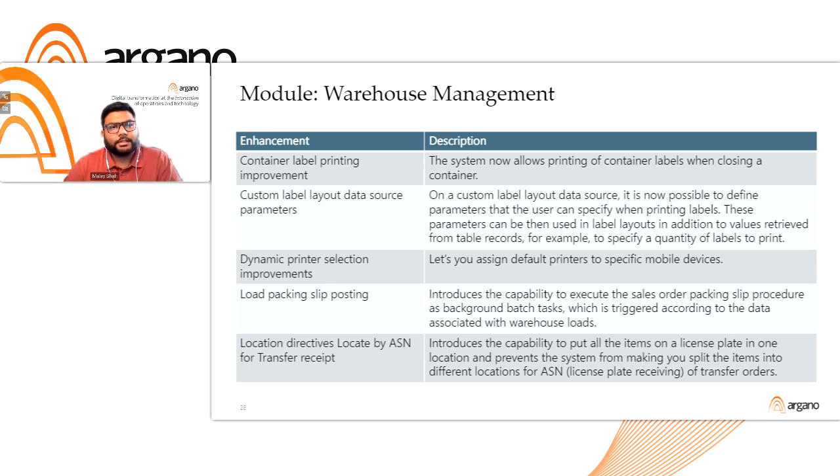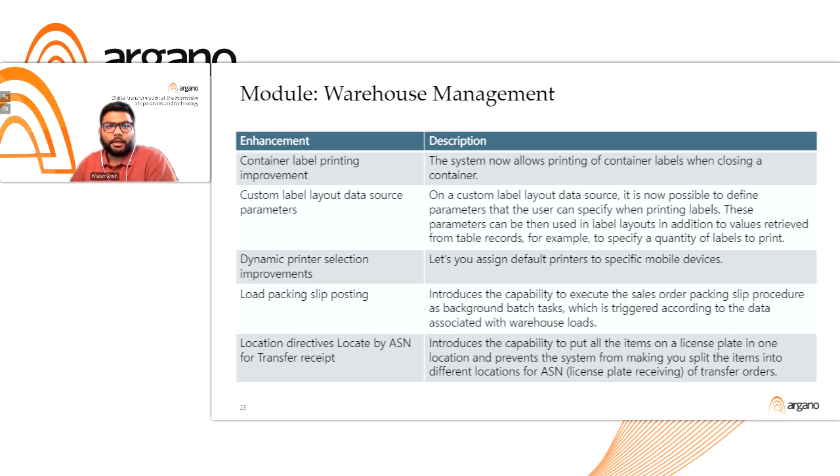Next one is custom label layout data source parameters. On a custom label data source, it is now possible to define a parameter that the user can specify when printing labels. This parameter can then be used in the label layout in addition to values retrieved from the table record, for example, to specify a quantity of labels to print.